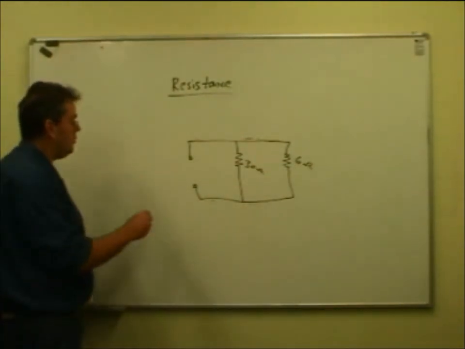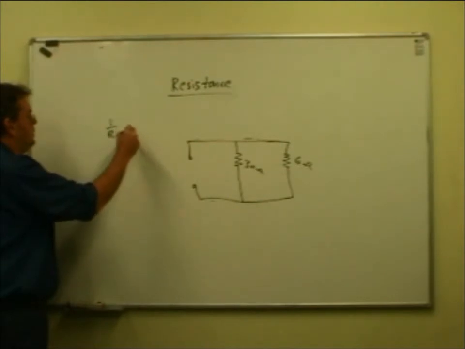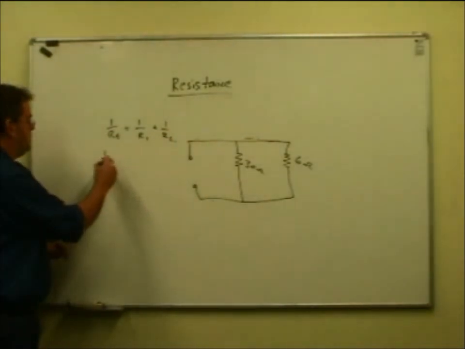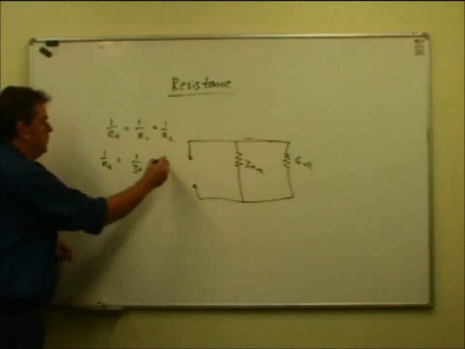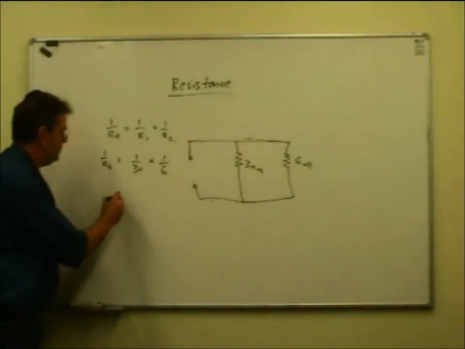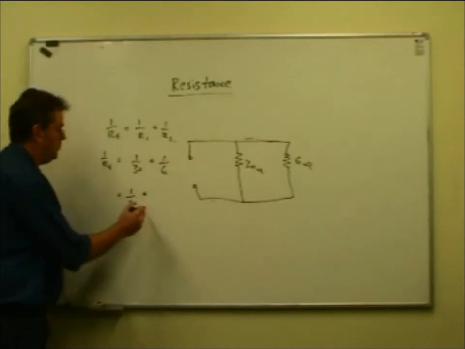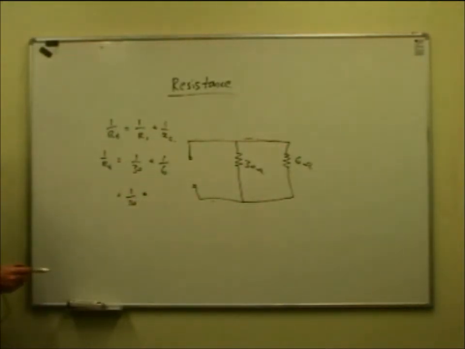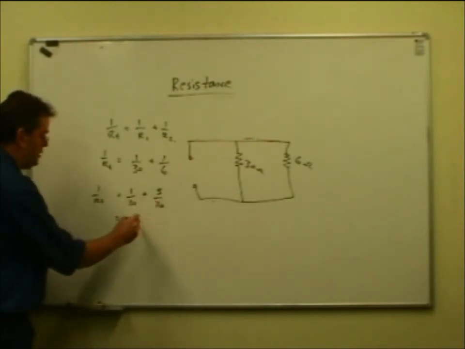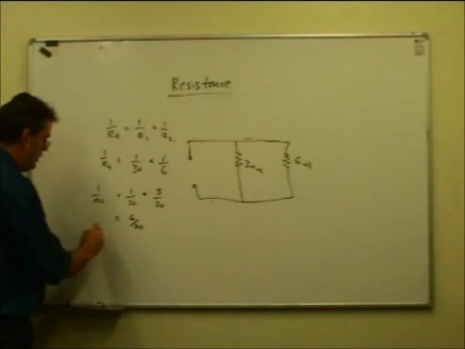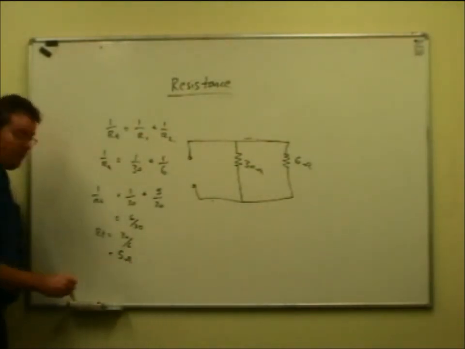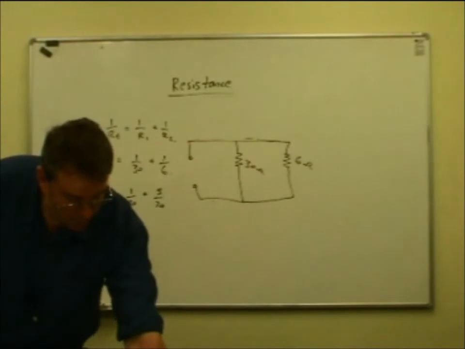Thanks for that. So 1 over R total is equal to 1 over R1 plus 1 over R2. So 1 over R total is equal to 1 over 30 plus 1 over 6. We could probably do the lowest common denominator. 1 over 30 plus 5 over 30. 1 over R total is equal to 6 over 30, isn't it? Yes. So R total is equal to 30 over 6, which is 5, isn't it? And we've got the answer. Fortunately, A is one of the answers.